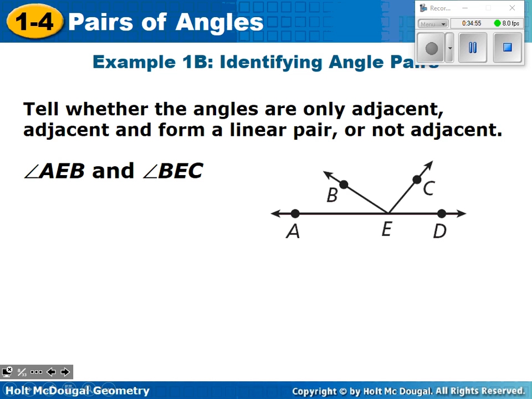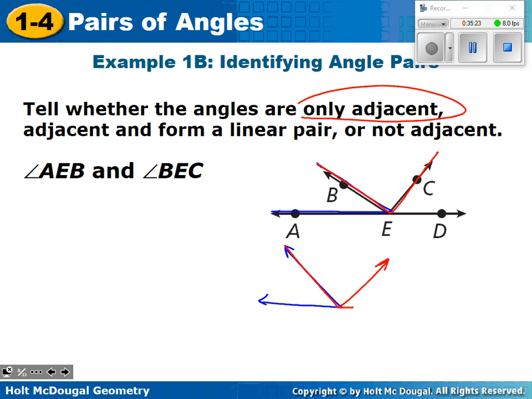Redraw the picture. AEB is talking about this angle right here, so I'm going to redraw AEB. Then BEC is referring to this part of the angle, so now I'm going to redraw BEC. So now look at the two angles. Do they share a common vertex and a common side? So they are adjacent, but do they form a straight line? No, so it is not adjacent and form a linear pair. It is only adjacent. Questions?